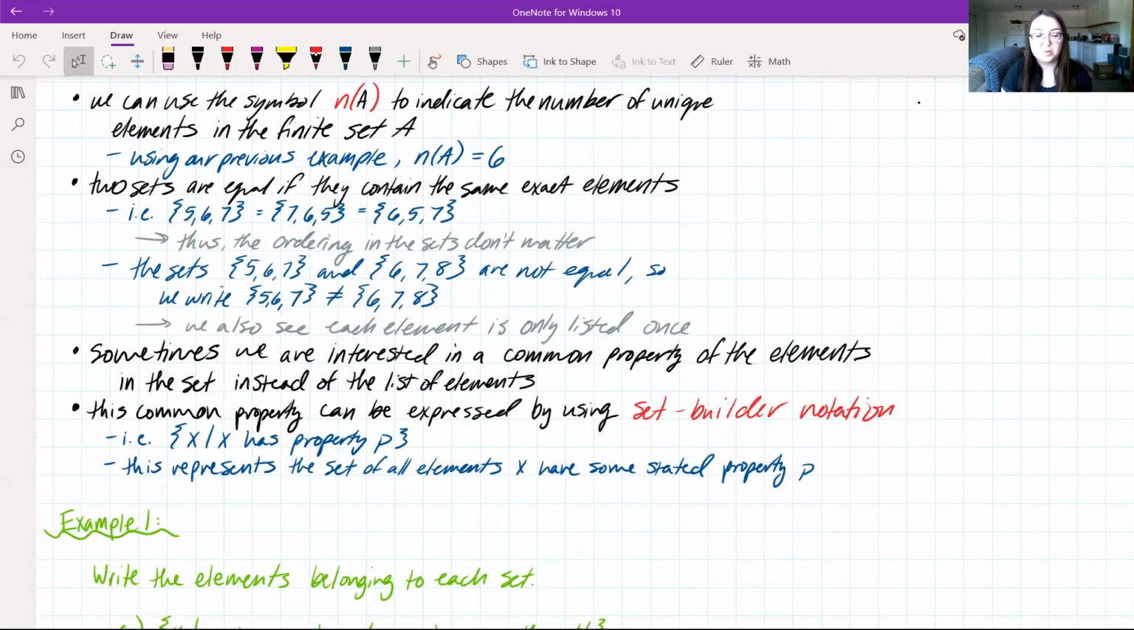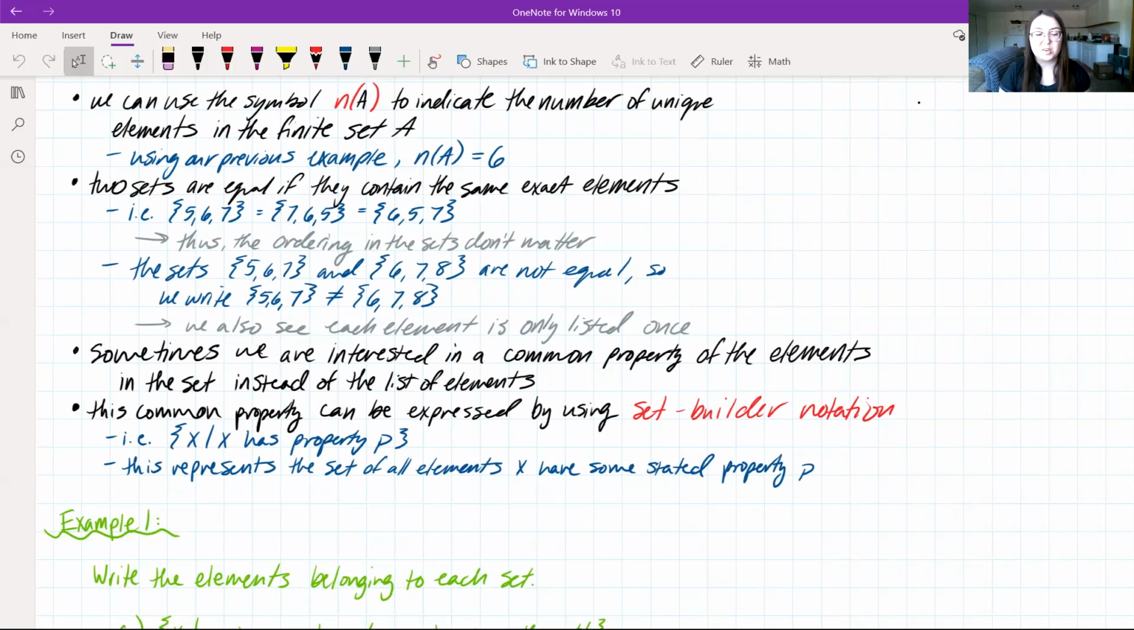Now, two sets are equal if they contain the exact same elements. So for example, the set of 5, 6, and 7 is equal to the set of 7, 6, and 5, is equal also to the set of 6, 5, and 7, and so forth. The sets 5, 6, and 7, and 6, 7, and 8 are not equal because they contain different elements. They don't have the exact same elements.